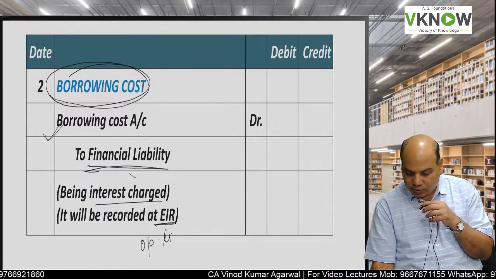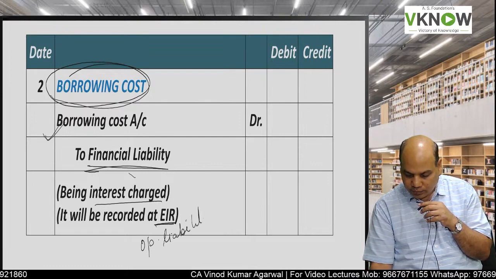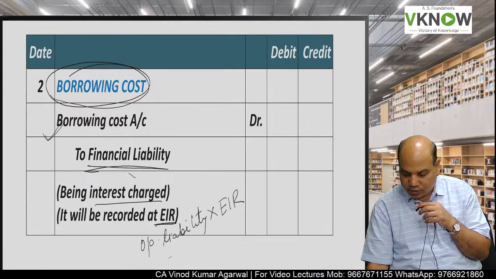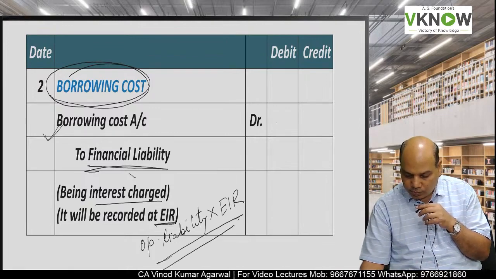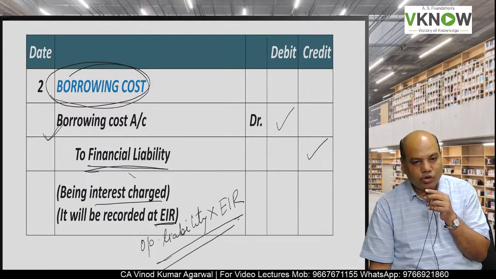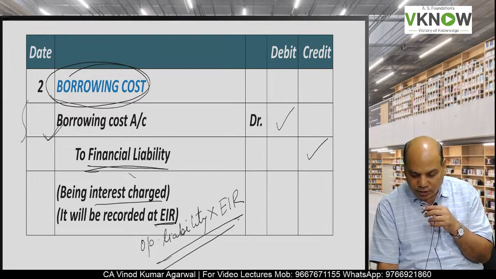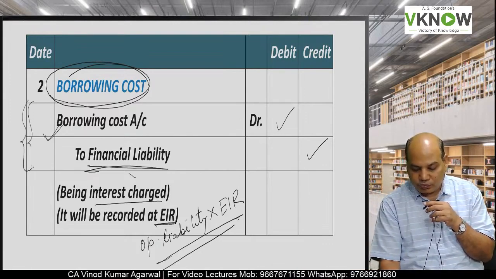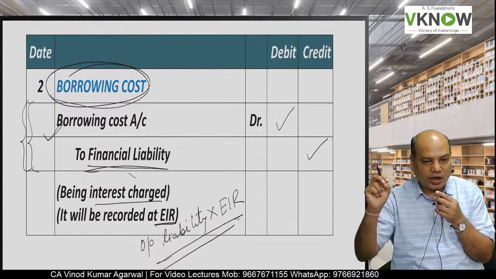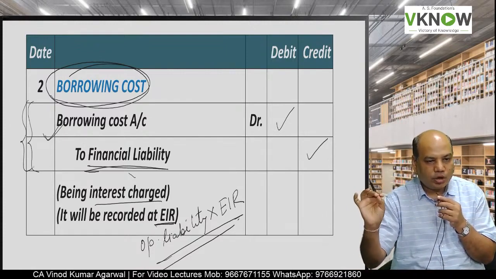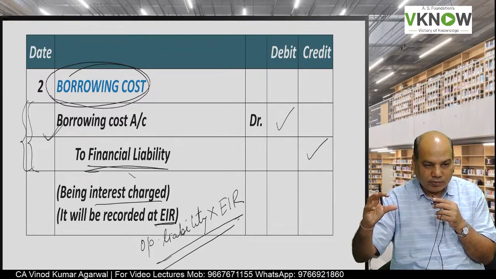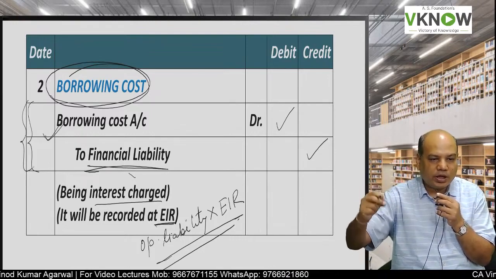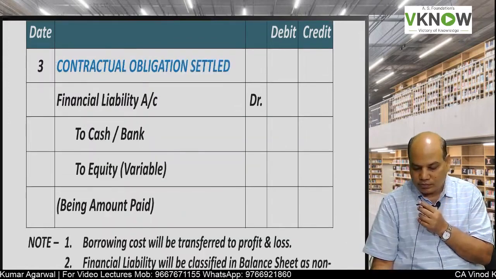So opening liability you will take multiplied by effective interest rate, that will give you the borrowing cost. This amount you will record. Highly tested in the exam. Sometimes they will say that the company has recorded the interest based on actual payment. We don't record on the basis of actual payment. We will record by applying effective interest rate on the opening balance.